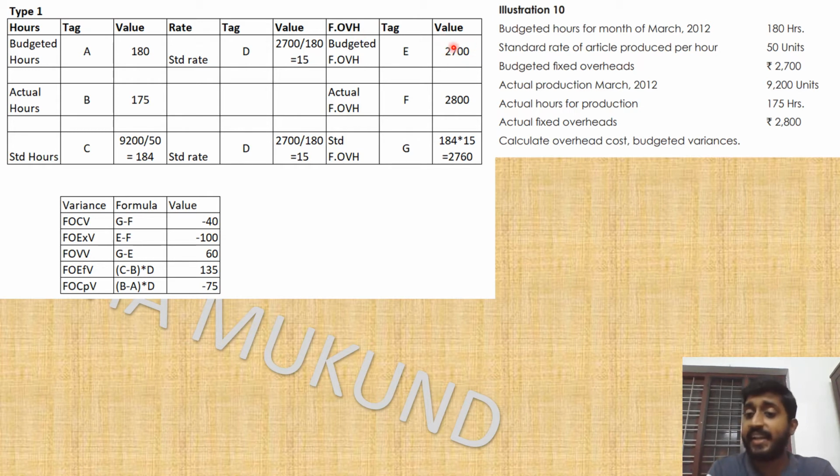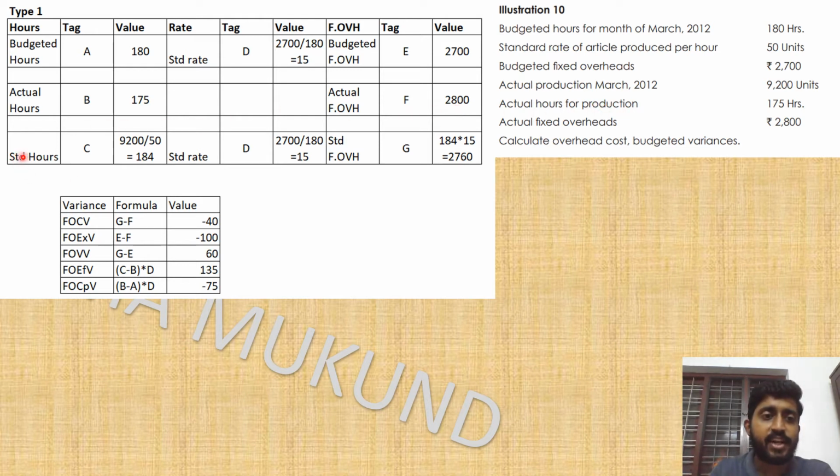So the same matrix which we discussed now, I am just filling that template. Actual production quantity is given, actual hours is given as 175, so I have taken it here. Actual fixed overheads is also given, 2800, I have taken it here. So most of the matrix is ready, but I think a few more data are required.